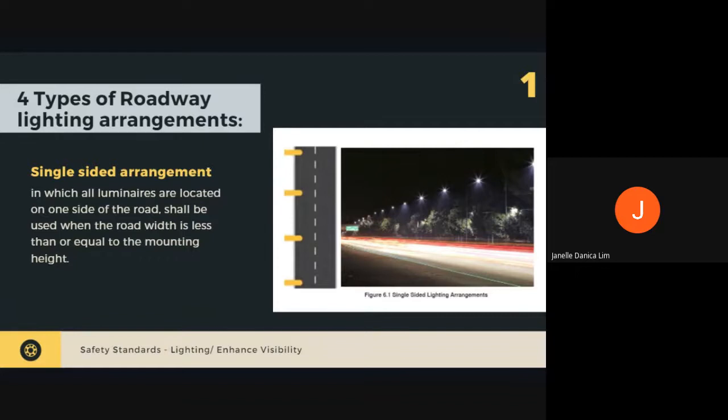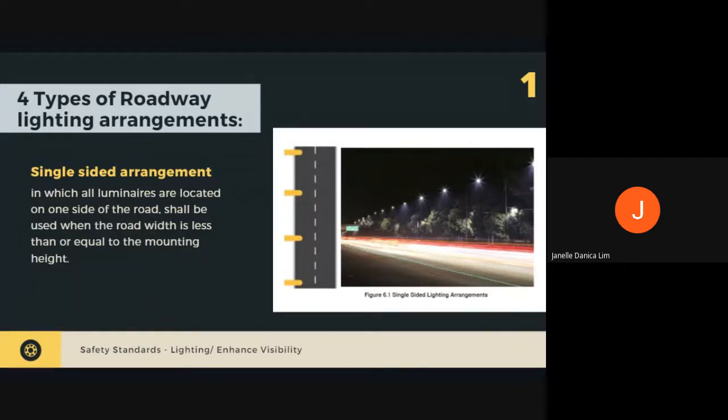The first one is the single-sided arrangement, in which all luminaires are located on one side of the road and shall be used when the road width is less than or equal to the mounting height. So in the picture on the right, you can see the yellow lines there. Those are the arrangements of the street lights.